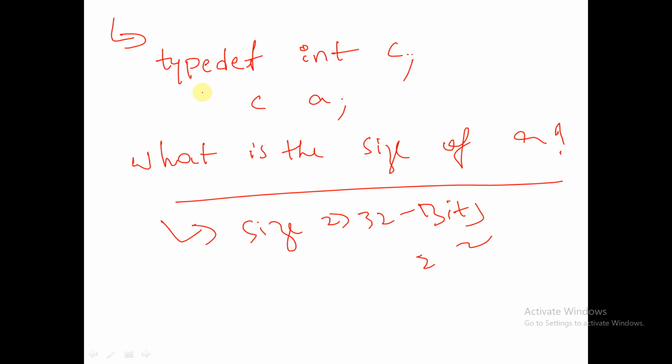We are using typedef. So instead of writing int every time, we can use c. If we use c a, a will be of type c, that is nothing but int. So the size of int is 32 bits. So like this, the size of a will be 32 bits.